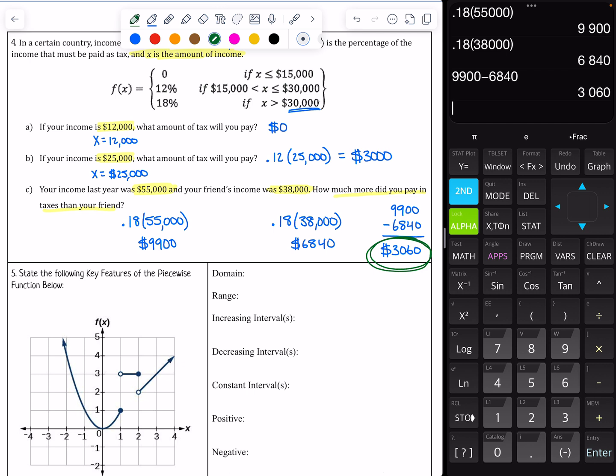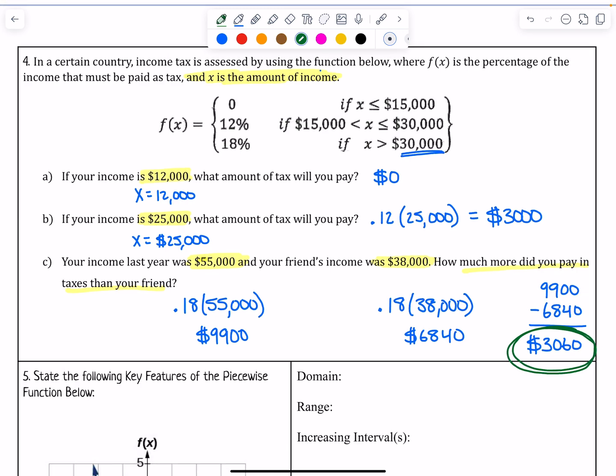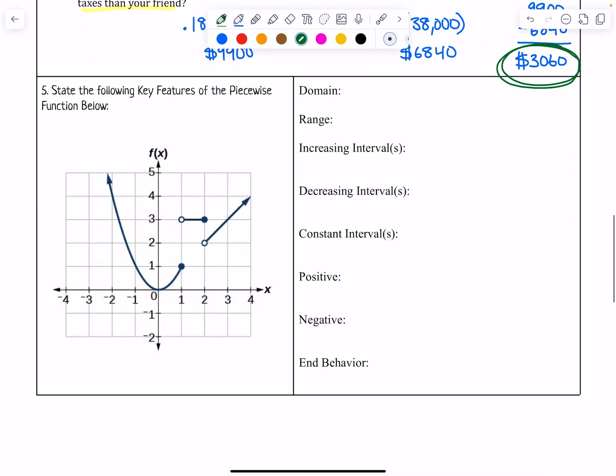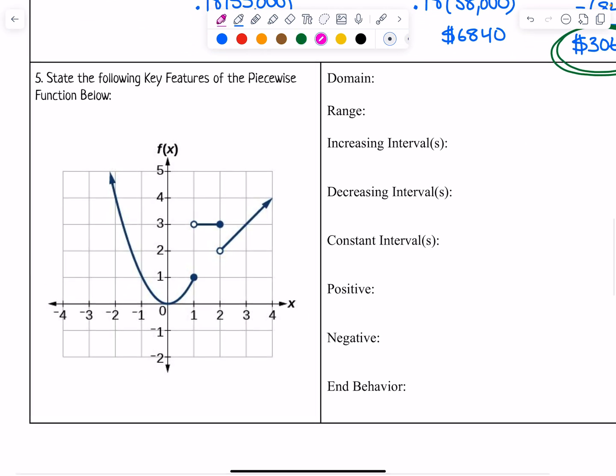All right, number 5 asks us to describe some key features of the graph. So let's go over these. Domain is left to right. I notice this graph's going left forever and ever. And then 1 is included by this solid dot. Everything between 1 and 2 is included, and 2 is included, and then it goes to the right forever. So everything is included from left to right. We just write that as negative infinity to positive infinity.